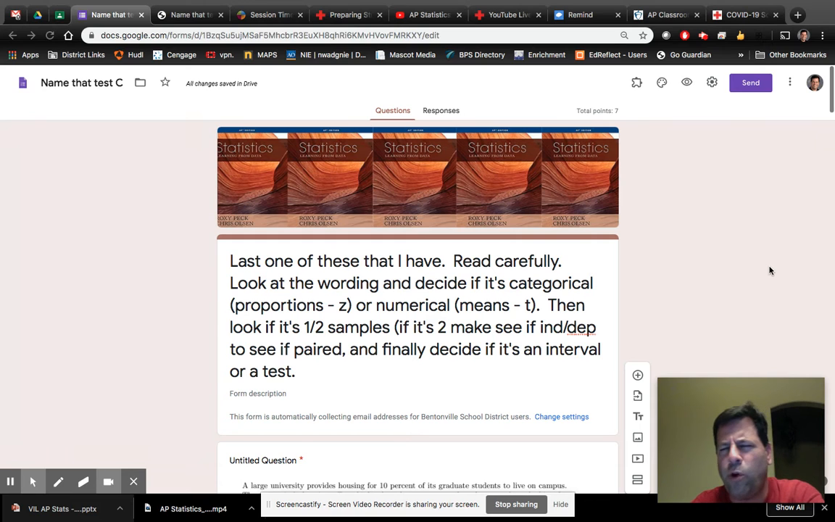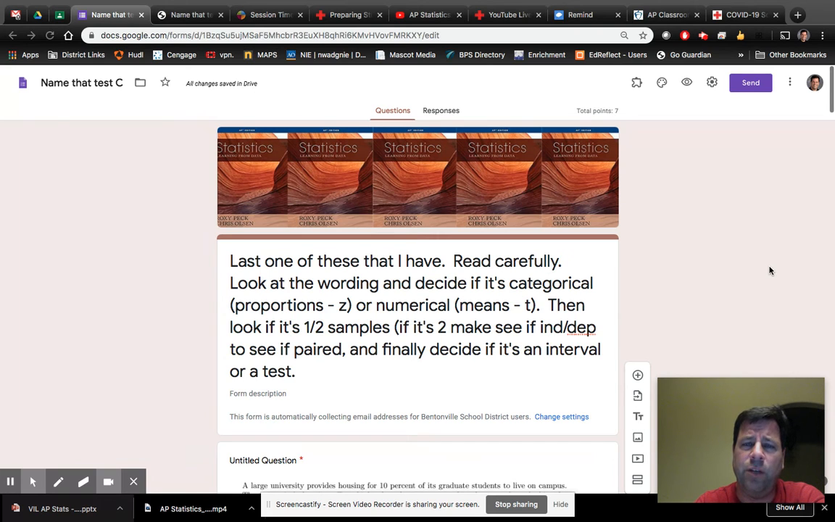It may say the word average. It may say the word mean. If it's any one of those, that's means. That's average, that's means, that has to be numerical data. If it talks about categories, or you're either in this category or you're not in this category, then that has to be proportions. Proportions can only be Z's. Means can only be T's.